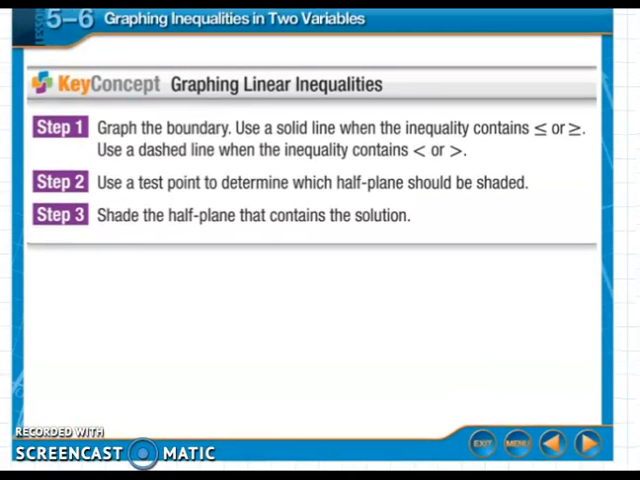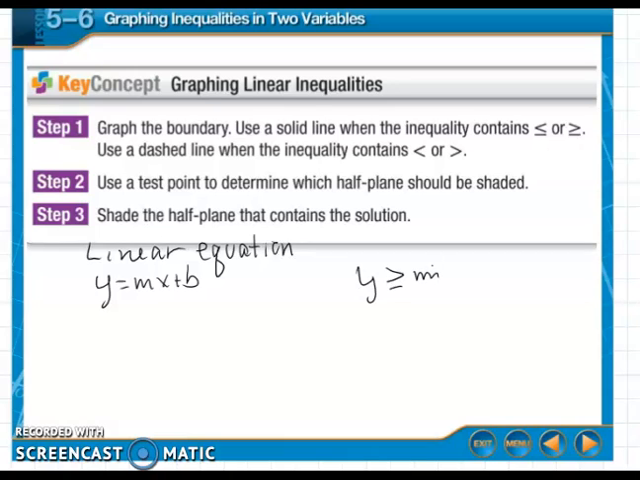There are 3 steps to graphing linear inequalities. A linear equation is in y equals mx plus b form, slope-intercept form. Okay, this is an equation. An inequality will have, instead of the equals sign, y is greater than or equal to, or y is greater than mx plus b, and you could have y is less than or equal to, and y is less than. So the solutions to these are half planes.